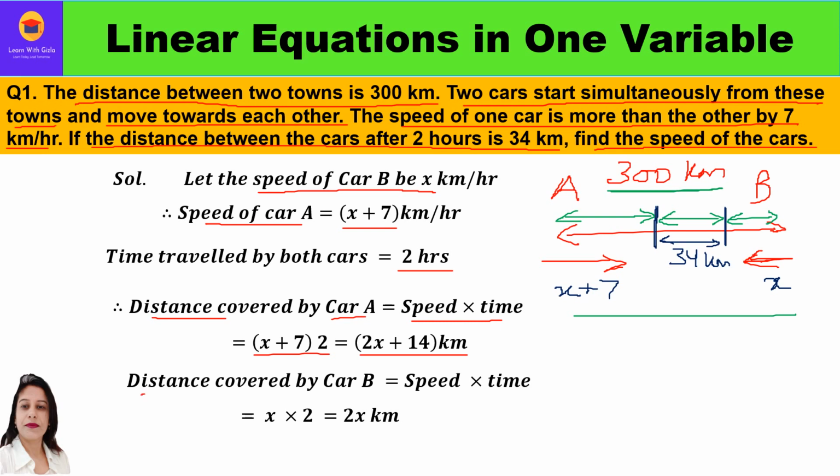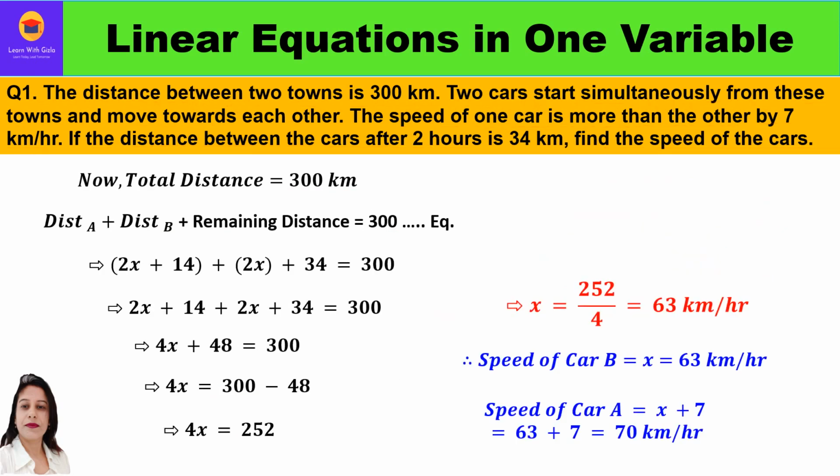Now the distance covered by car B is also speed into time. The speed of car B is x, time is 2 hours, so x into 2, that is 2x kilometers, right? Now the distance covered by car A is 2x plus 14. Distance covered by car B is 2x. Remaining distance is 34 kilometers and the total distance is 300. So this is what our equation will form. Let us see.